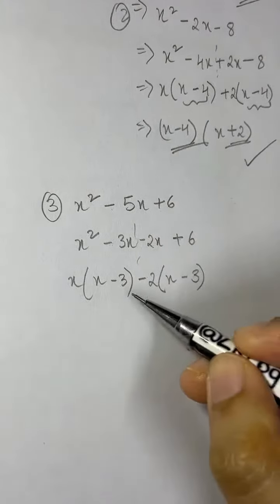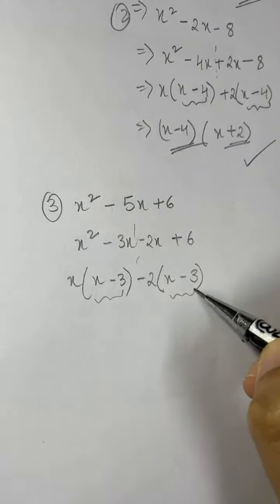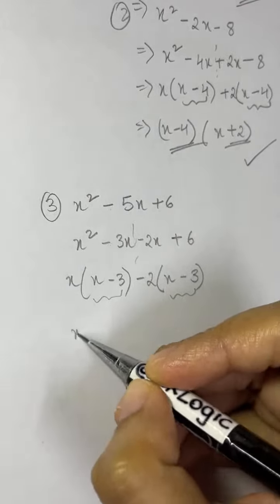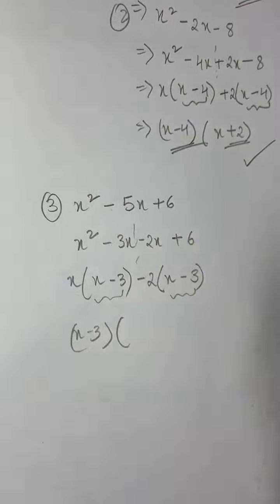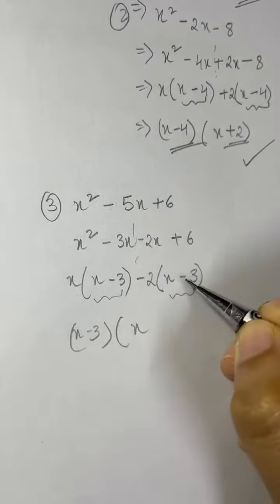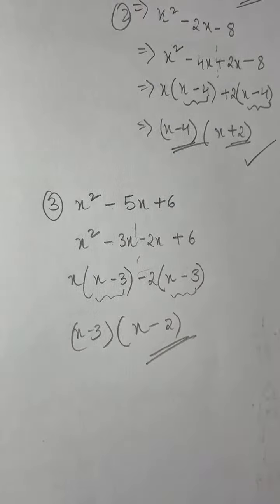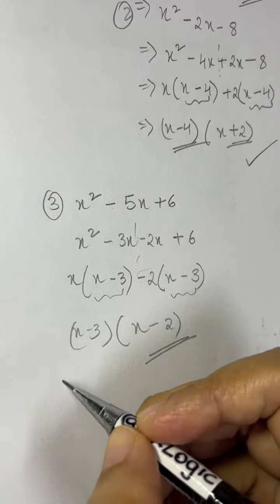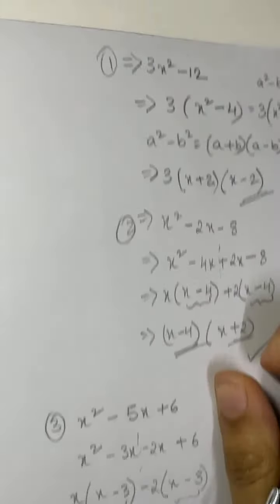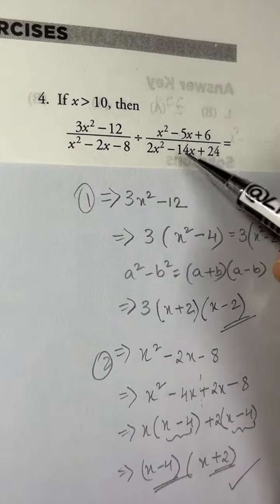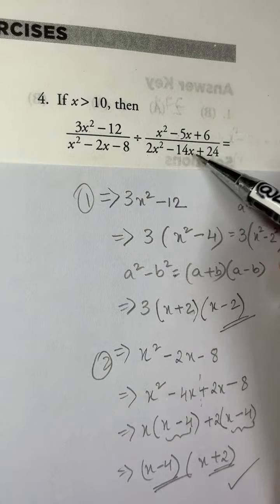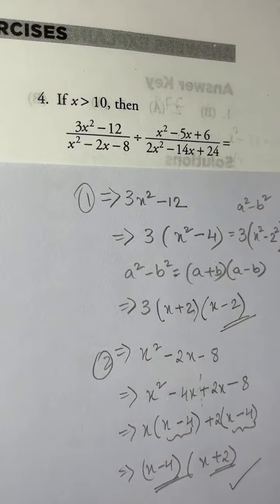Okay, now here you have x minus 3. X minus 3, take out common. X minus 3. What is left? X here. What is left? Negative 2. So here we got the 2 factors. What is the fourth equation? Let's find out. The fourth is 2x squared minus 14x plus 24.